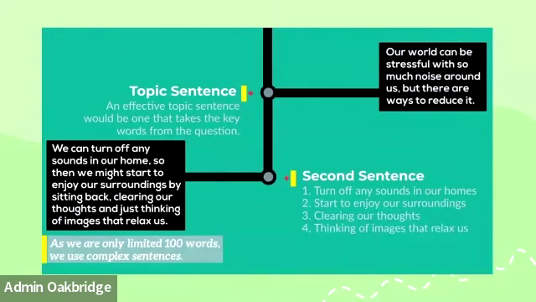Once you introduce the topic, you can start with the first point already. The second sentence, you can start with your content points. So you can see the words in the black box. That's how you start. The first one is, we can turn off any sounds in our home. So then we might start to enjoy our surroundings by sitting back, clearing our thoughts and just thinking of images that relax us. This is just an example.